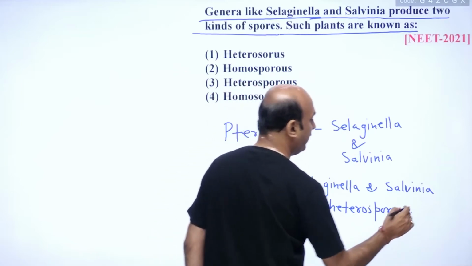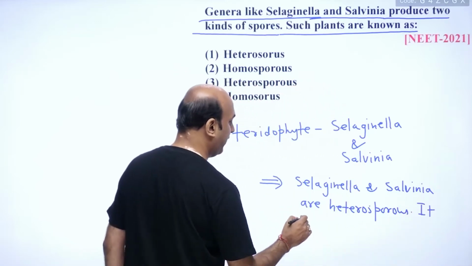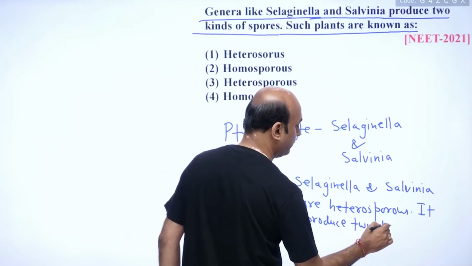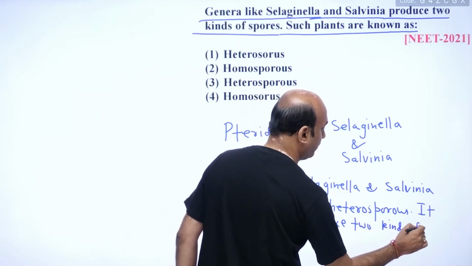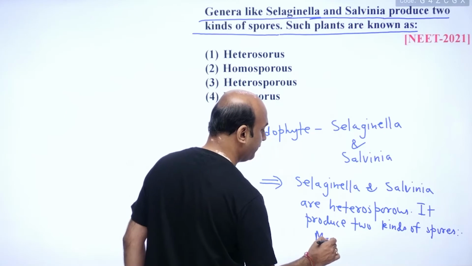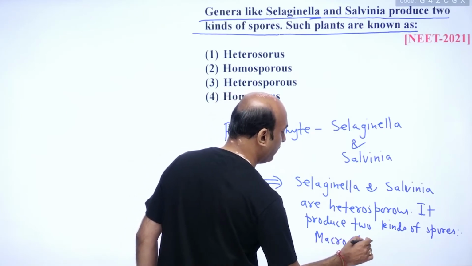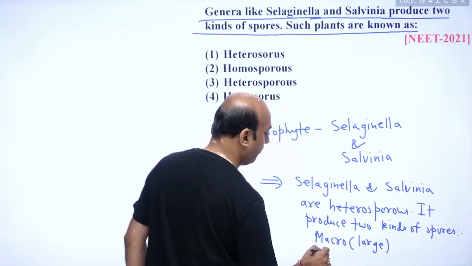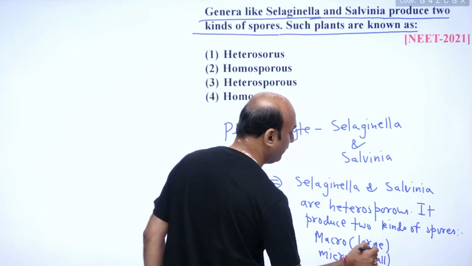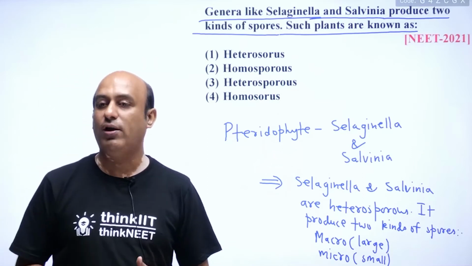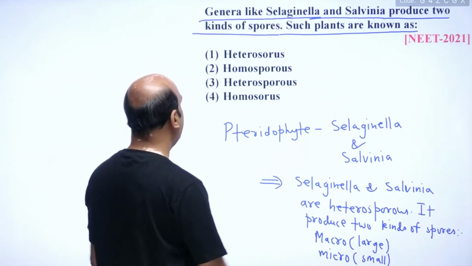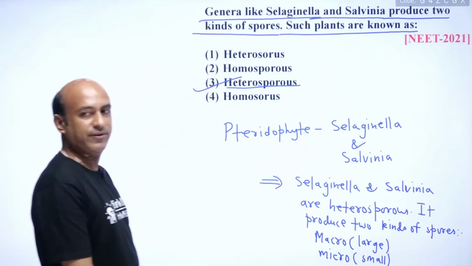It means it produces two kinds of spores. One is macro, which is the large spores, and the other one is micro, which is a small spore. So the production of two different types of spores is called heterosporous, and it is seen in pteridophytes like Selaginella and Salvinia. So student, here the correct answer is option number 3, heterosporous.